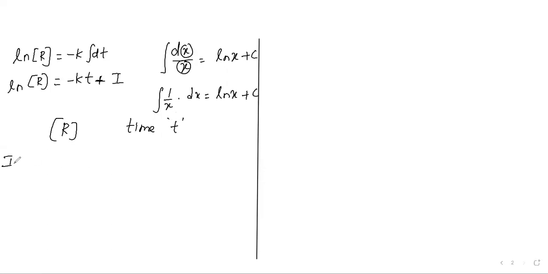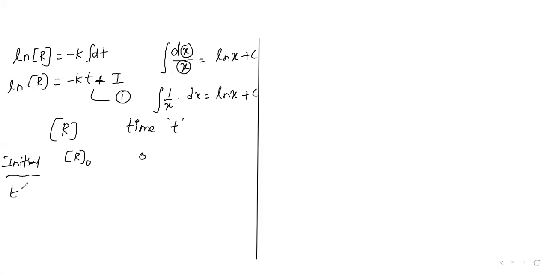At initial means if the reaction is about to start, you take the concentration of reactant as R0. So here time t means the reaction has not started. The time taken is nothing. So the reaction is about to start, you will take the time as 0. When you substitute these two values into this equation, let us consider this equation as 1.